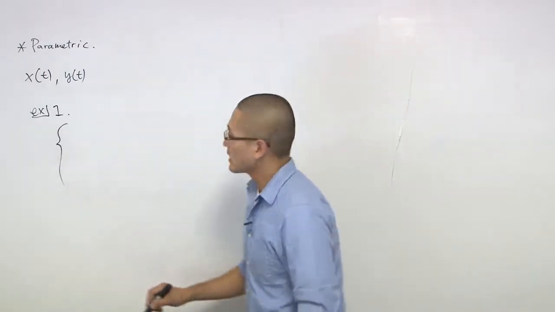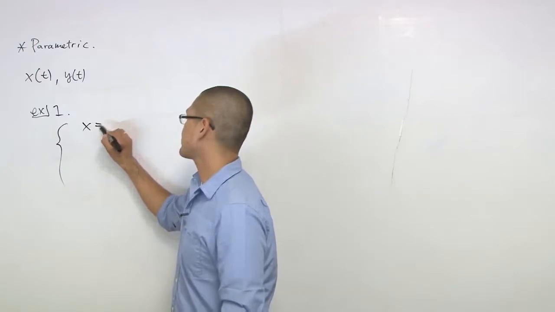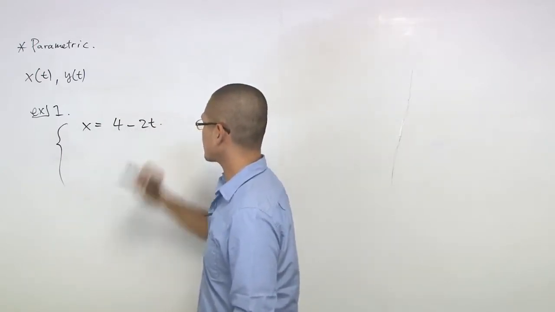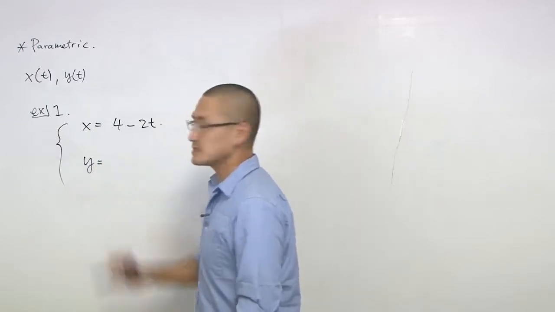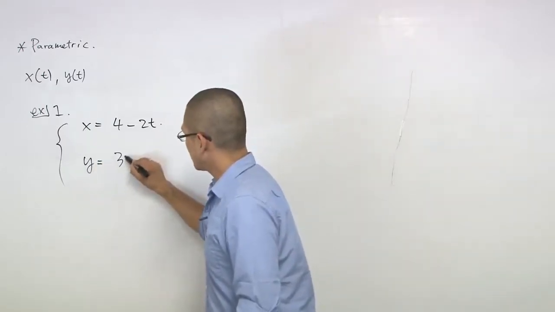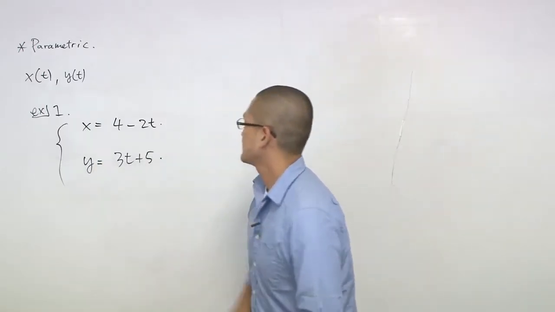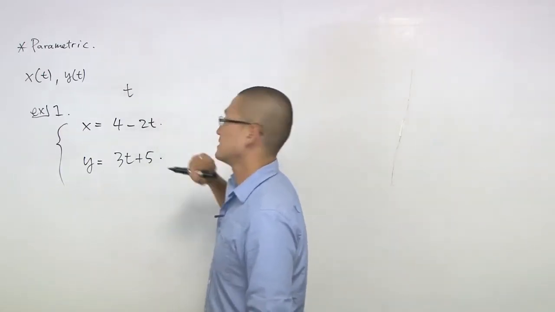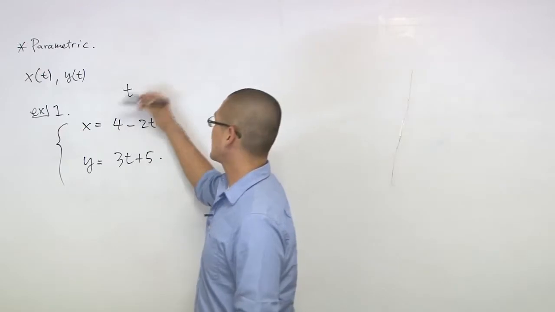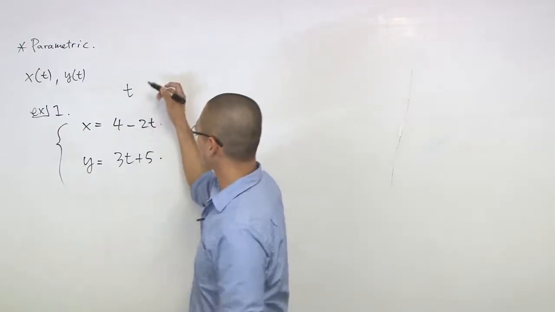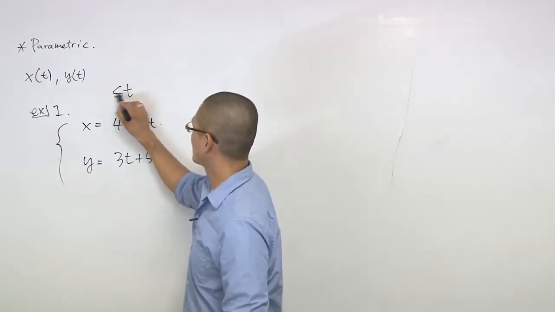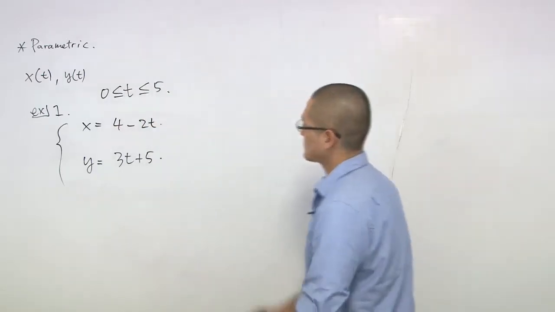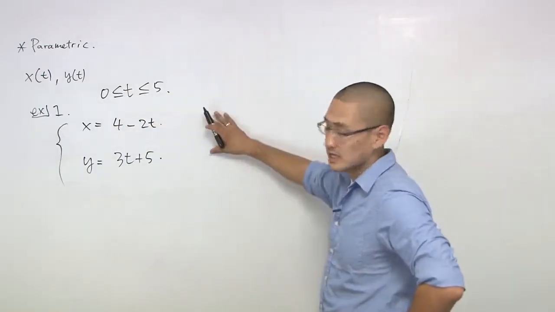So x is given as 4 minus 2t, and y is given as 3t plus 5. And t is anywhere you want, but let's just kind of summarize where to begin. So we'll just go from 0 to 5. Okay. There's no restriction on t in this case.